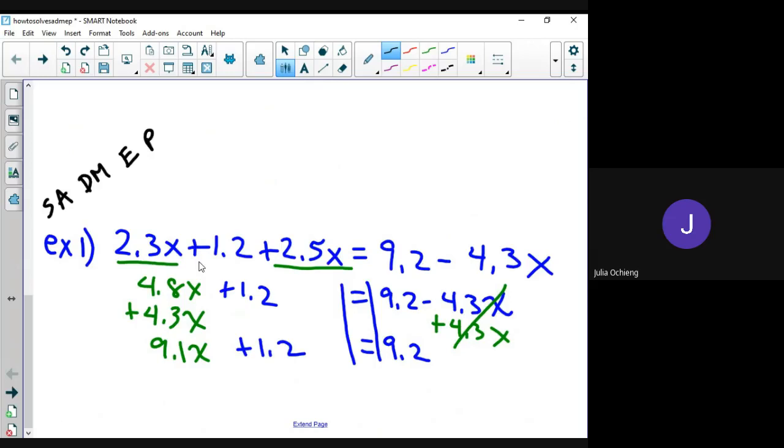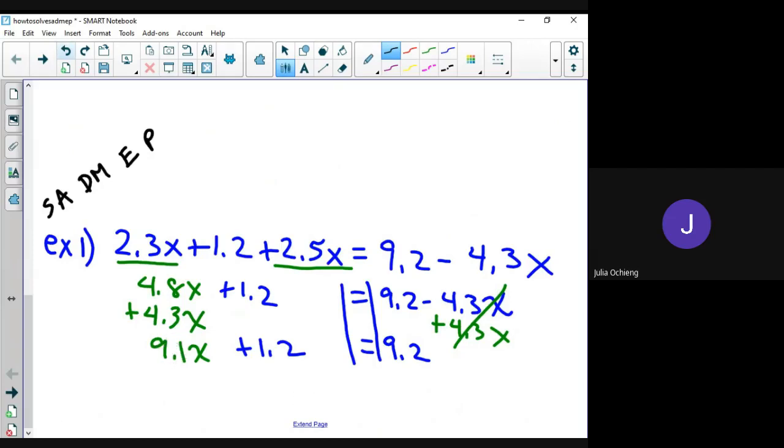That means I don't want this whole thing equals 9.2. I don't want 9.1x plus 1.2 equals. That's too much stuff going on there. I just want x equals. I want to know what x equals. So that means I need to get rid of this 9.1 and I need to get rid of this 1.2. I need to get rid of both of those things so I can get just x isolated by itself.